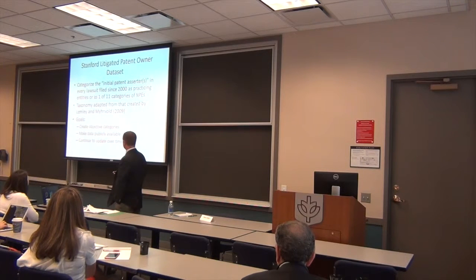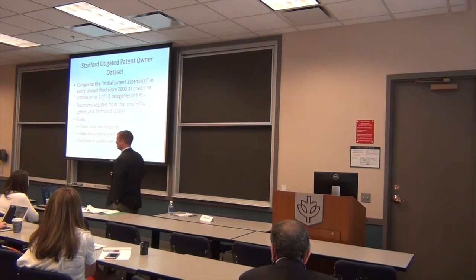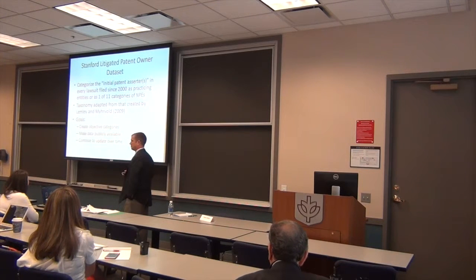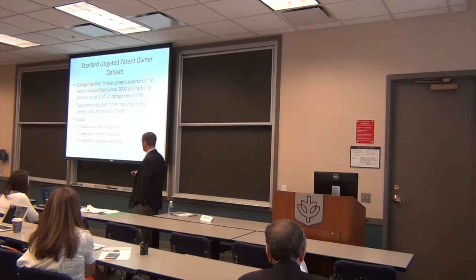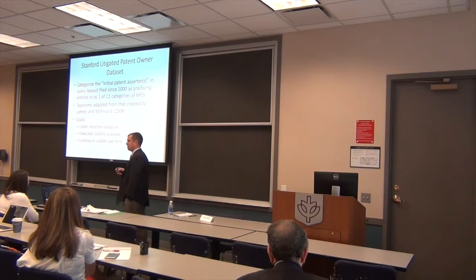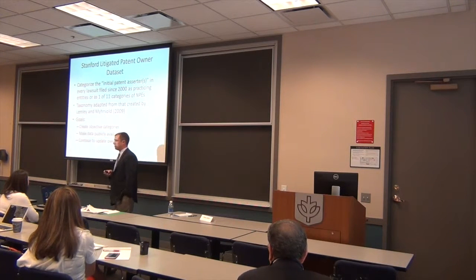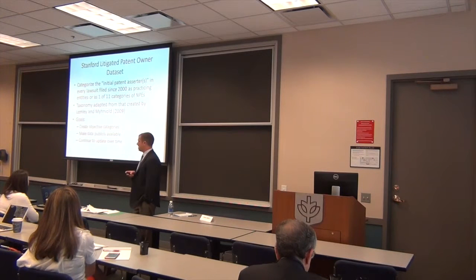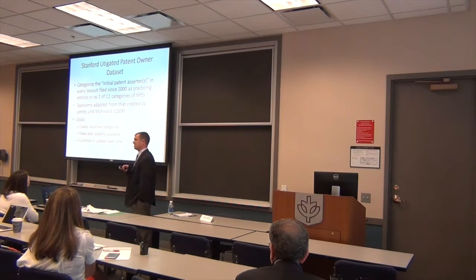I'm going to get into those categories in a second, but first, the overall goals of the project. Try to create as objective categories as possible, which is a huge challenge. I look forward to some suggestions, especially on a couple of the smaller categories. We still probably have some time to make a tweak here or there. Make the data publicly available, important for all of us in the room, and also hopefully for policymakers in Washington. And then we're thinking of this as something that's going to be continued. We're going to continue to add to it over time to keep it current once it's complete.